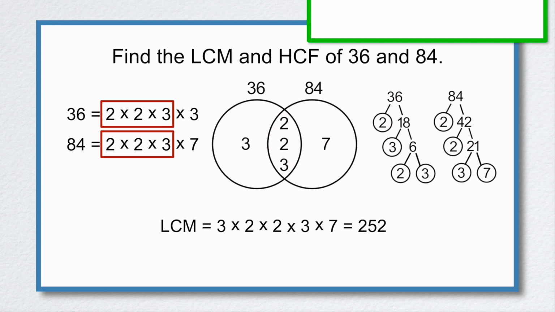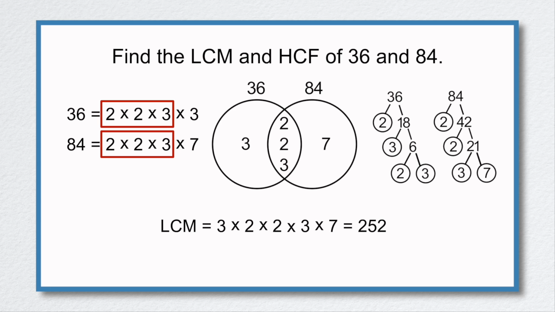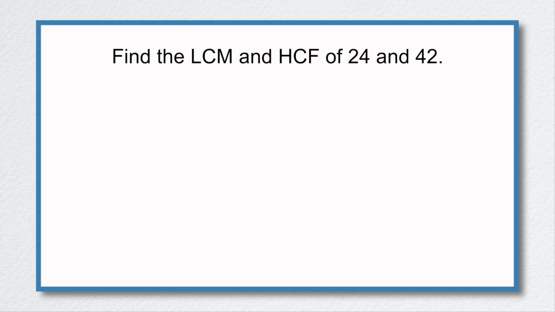Now to find the highest common factor. Well, the highest common factor is the multiplying together of the overlapping prime factors. So that's these factors here, 2 times 2 times 3. And that, of course, is equal to 12, which is what we found out in the previous video. Let's look at another example. Find the lowest common multiple and highest common factor of 24 and 42.